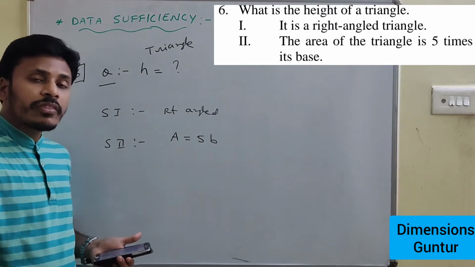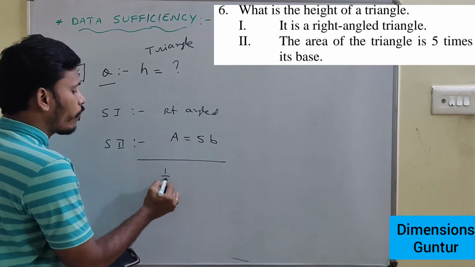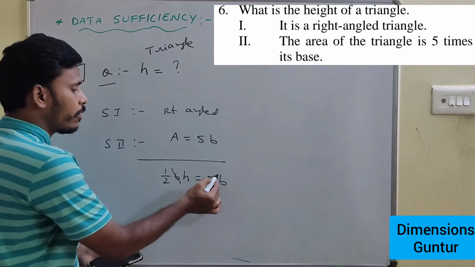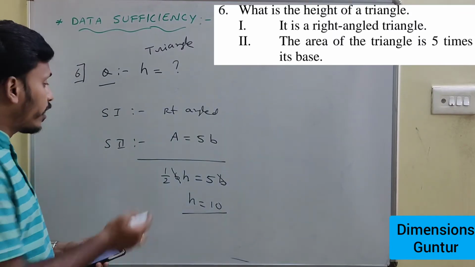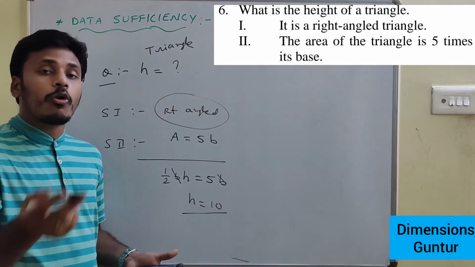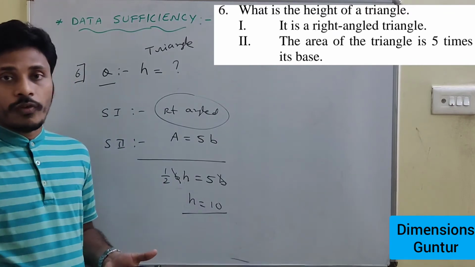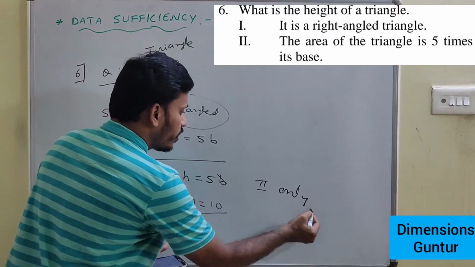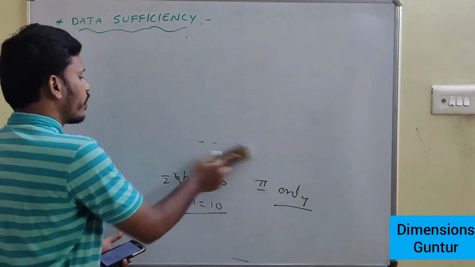What is the formula to find the area of the triangle? Now I am going to solve the problem. Area of the triangle is half base into height, and it is given as 5 times the base. The base and base get cancelled, and directly you will get the height as 10. So it is very clear that statement 2 is sufficient to answer the question. No need of statement 1. It may or may not be a right angle; since it is a triangle, this formula is applicable. So the answer for this problem is that statement 2 only is sufficient to answer the question. Then coming to the seventh problem.